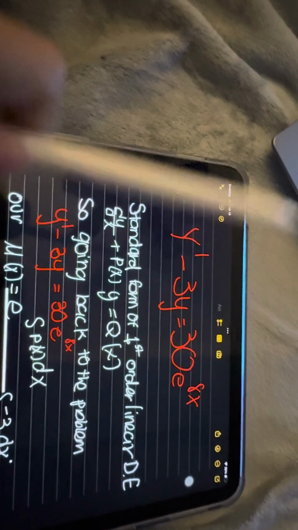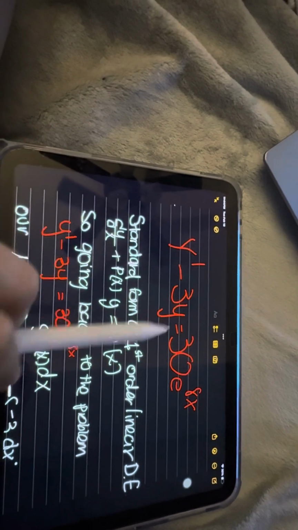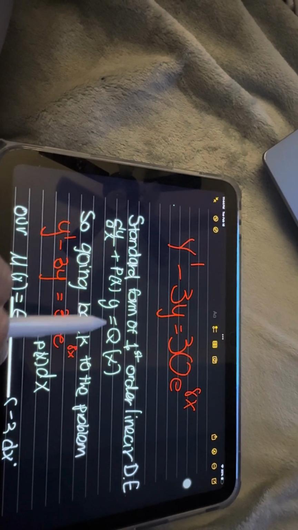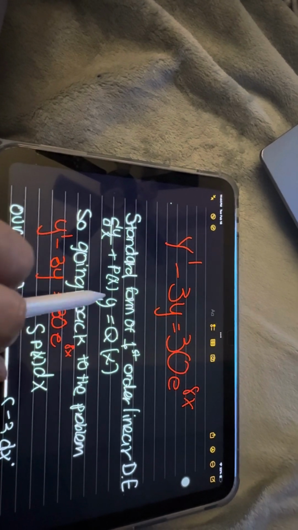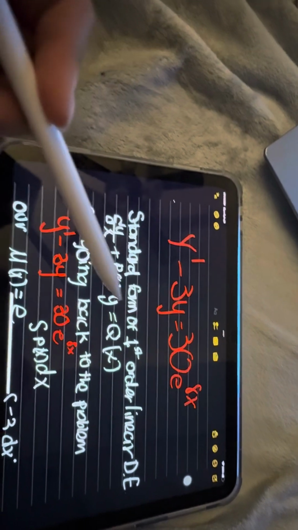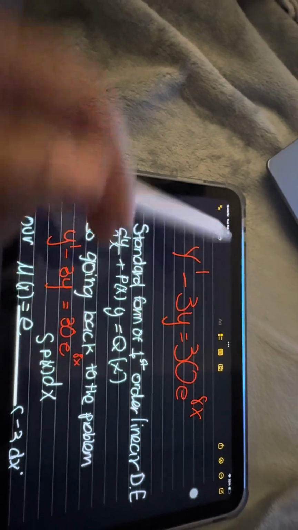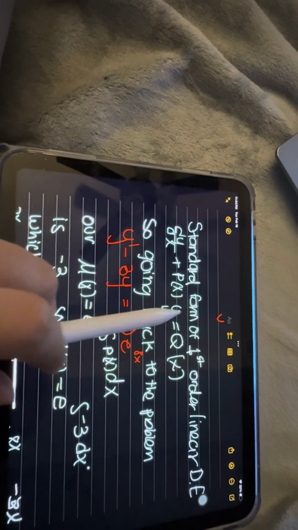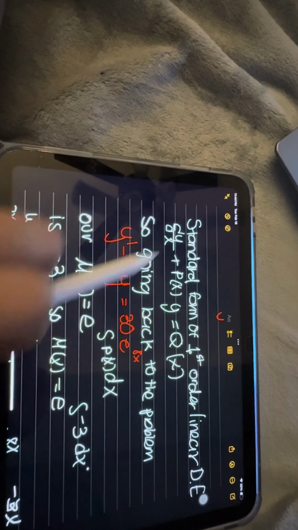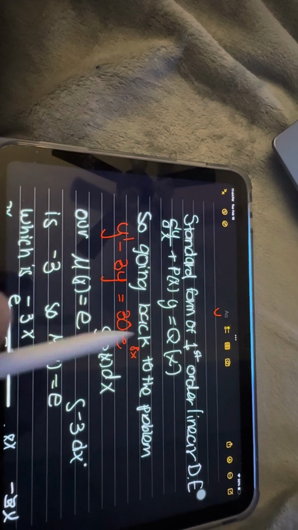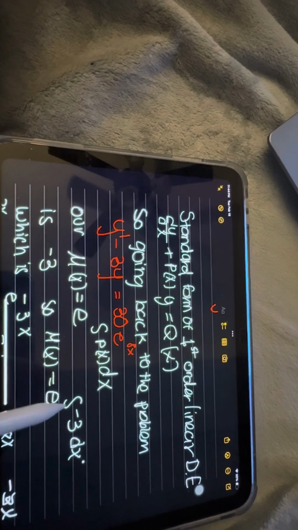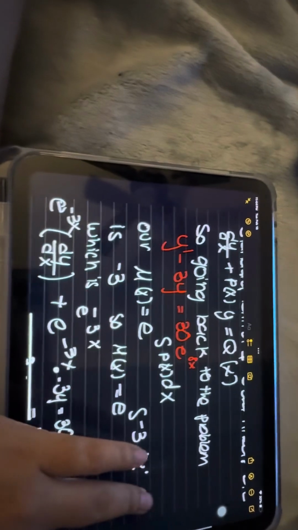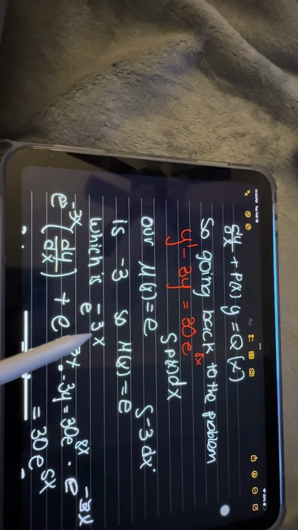So we go back to our formula to check whether it is the same: dy over dx plus p of x y equals q of x. We see that it does resemble this formula, so we can go further and analyze this problem. Our p of x is -3. So we put this into the formula, we integrate -3 dx, and we get e to the -3x.